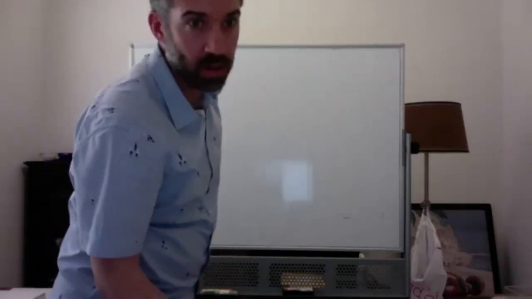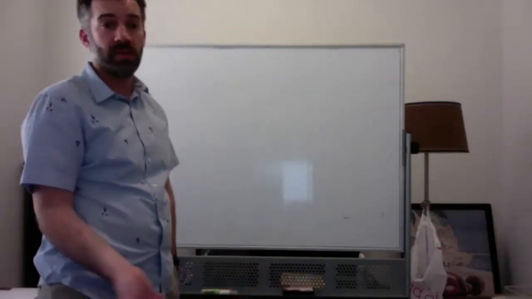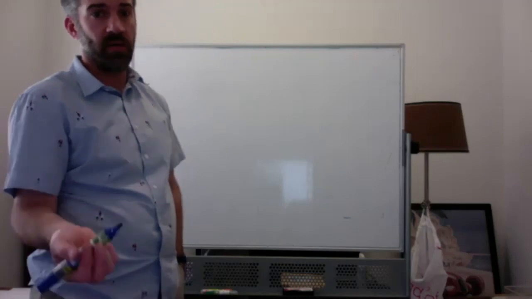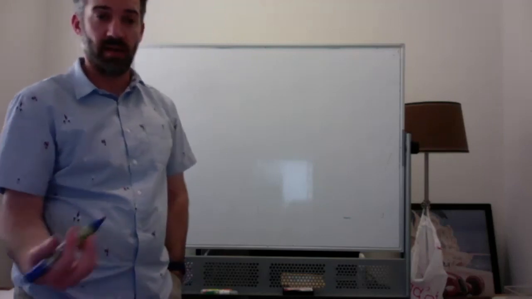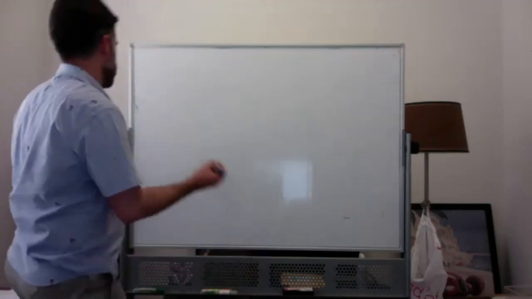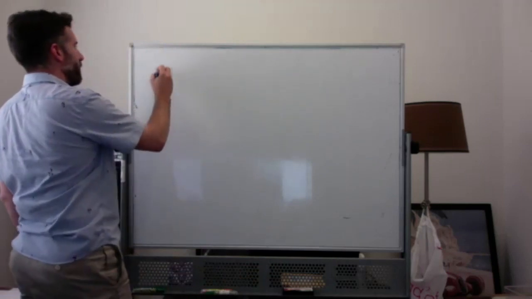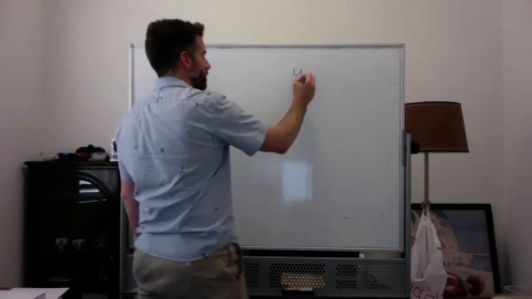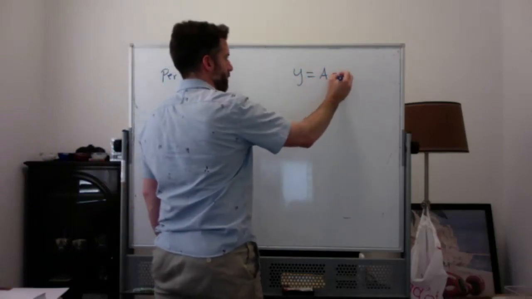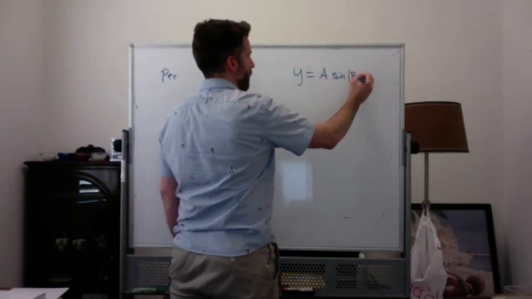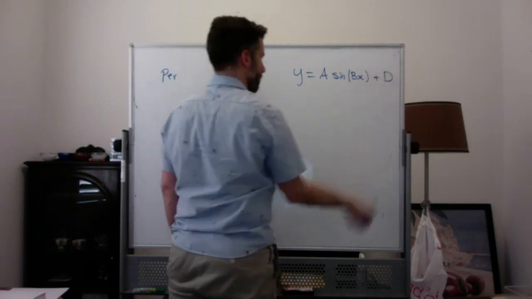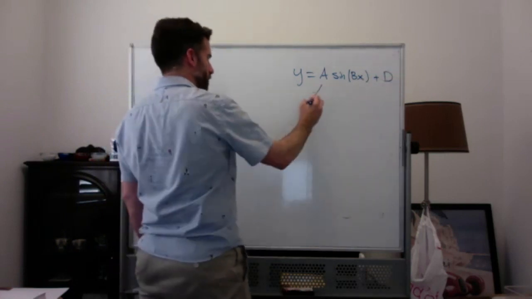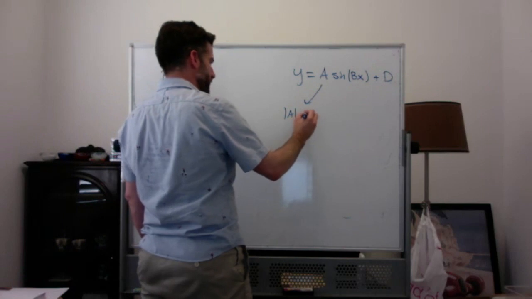Let's see here. So write the equation of a cosine function with an amplitude of 3, a reflection across the x-axis, and a period of pi. So I'm going to start with the period first. Here's what I'm thinking. I know our equation usually looks something like a times sine of bx plus d, where the absolute value of a is the amplitude.